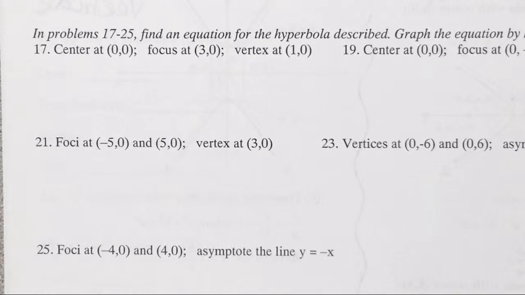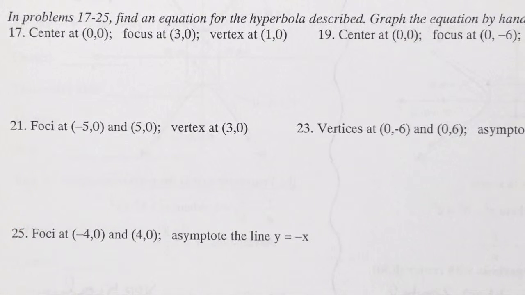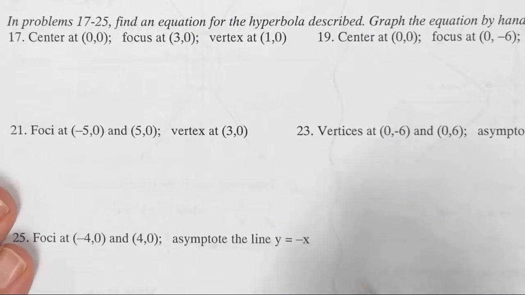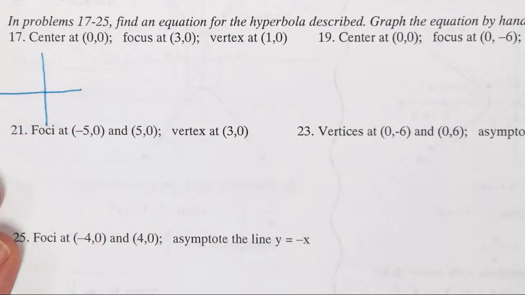So on 17, all I have to do this time is write an equation and graph it. Do I have to do all those little parts that we just did? No, so this is a lot easier. They tell me I have a center at 0, 0. So I'm going to go ahead and graph that.